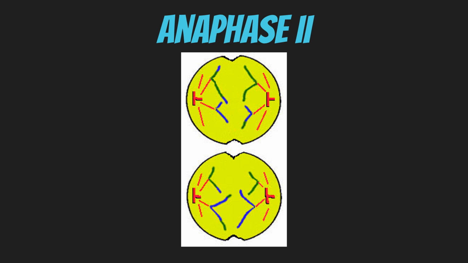In anaphase 2, the sister chromatids that formed each chromosome split at the centromere and are pulled to opposite sides of the cell by the spindle fibers. Each sister chromatid is now its own chromosome. We now have 4 chromosomes in each cell.